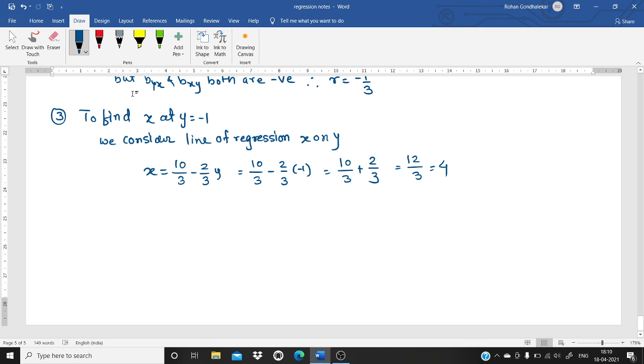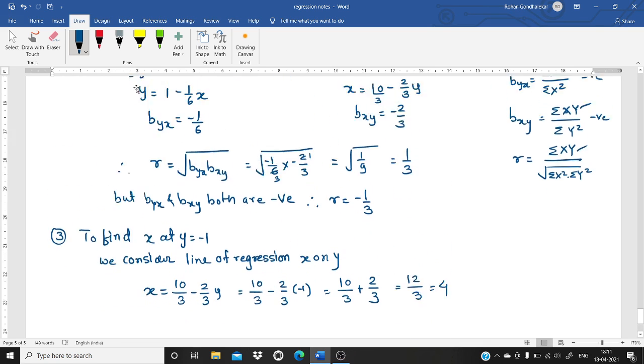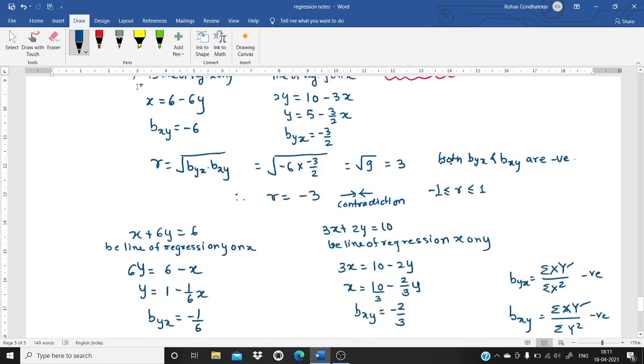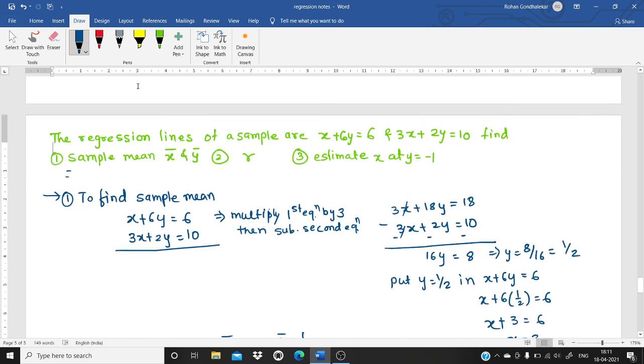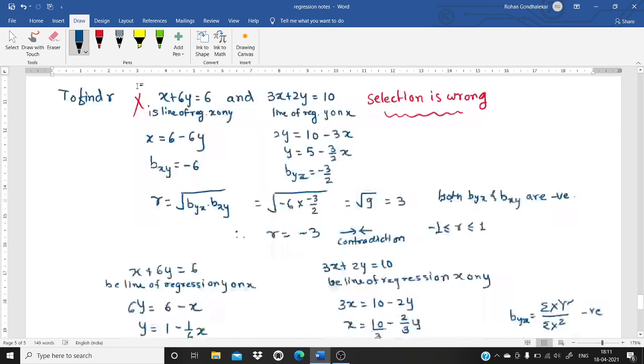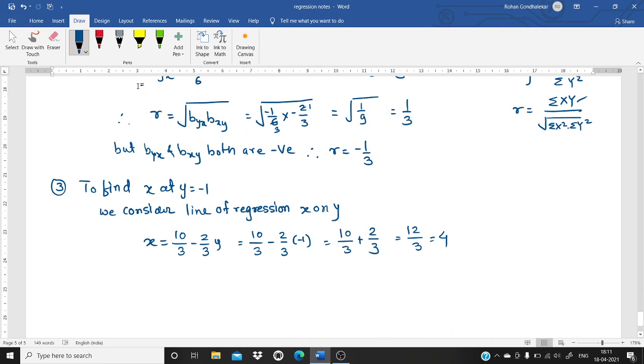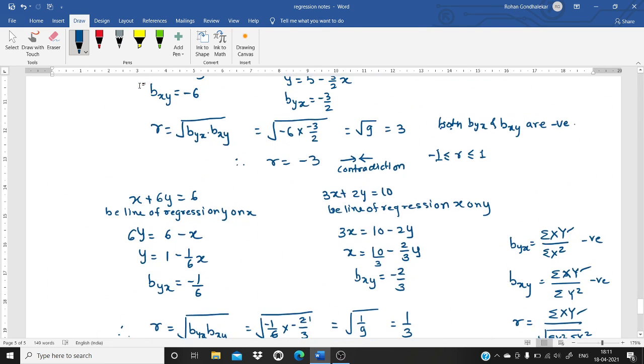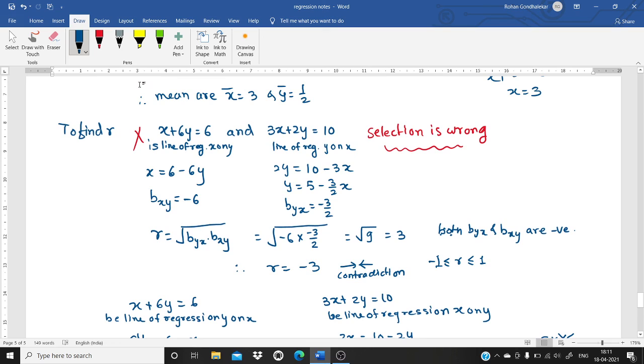Is it okay? Yeah. So we are done with our calculation part. All the 3 points we have covered: estimate x at y equal to minus 1, estimate r, and find x bar and y bar. So this type of example can be asked in the university examination, so you must be well prepared. So with this, our regression chapter is also over.